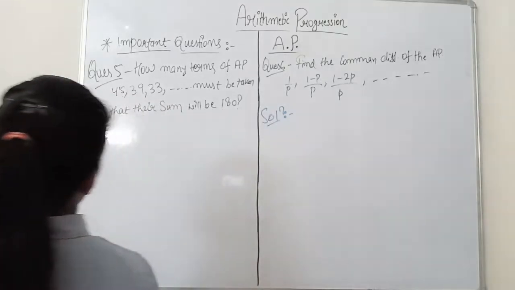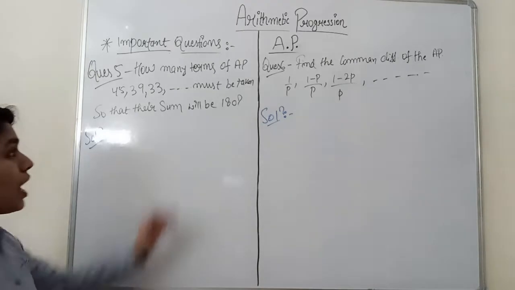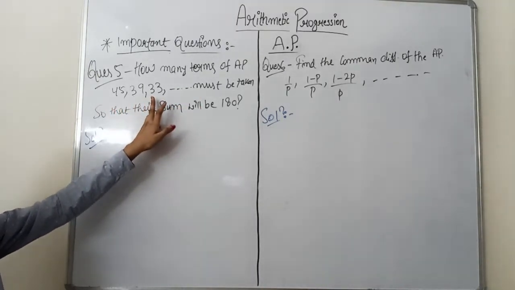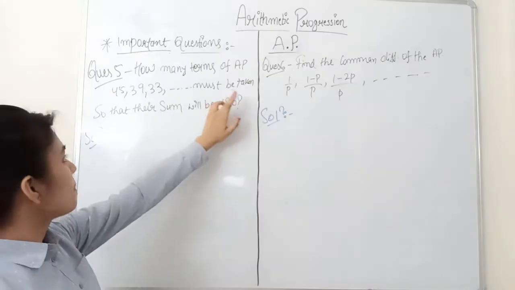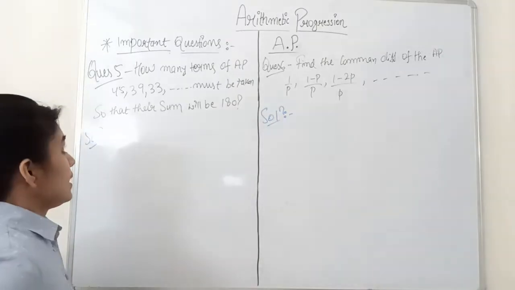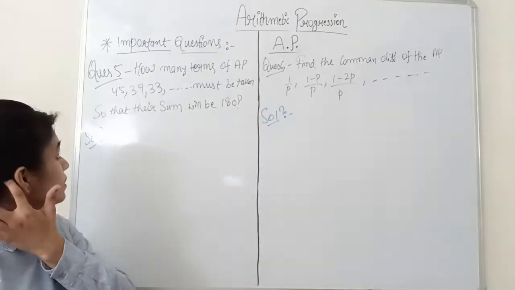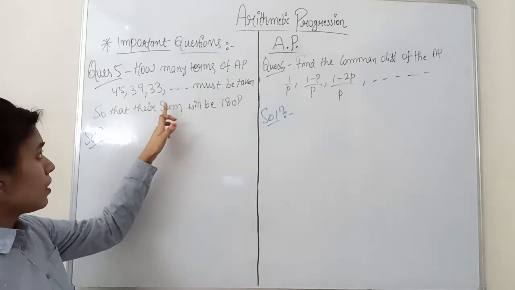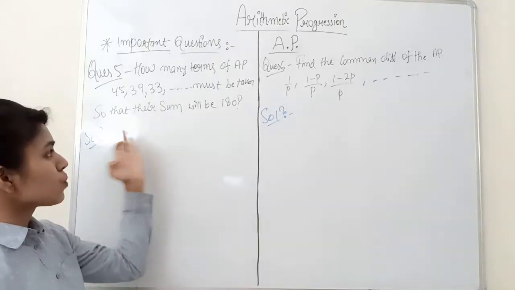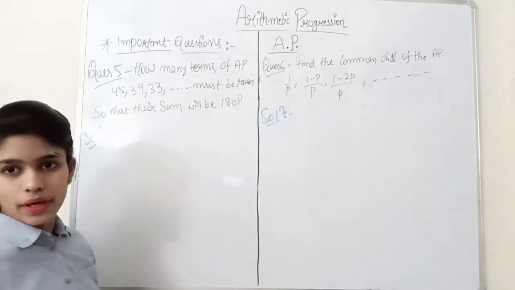Okay, so our next question is, how many terms of the AP 45, 39, 33 and so on must be taken so that their sum will be 180? The question is asking and saying that this is our AP. How many terms must be taken so that their sum will be 180?